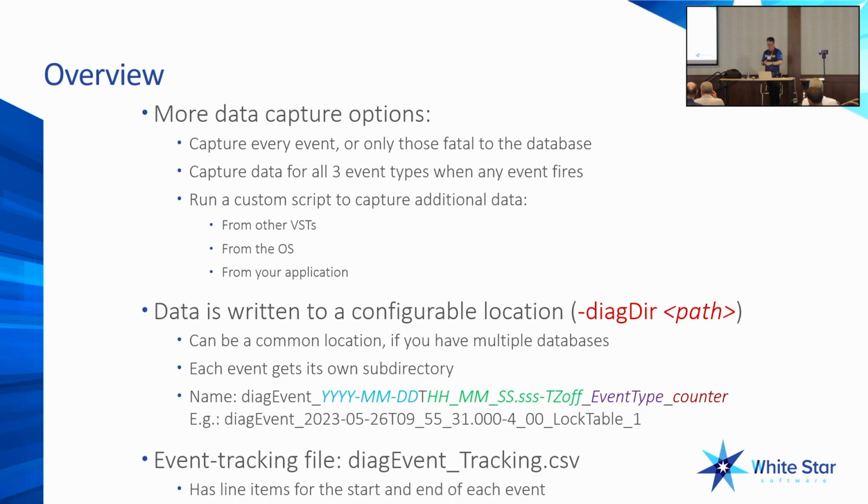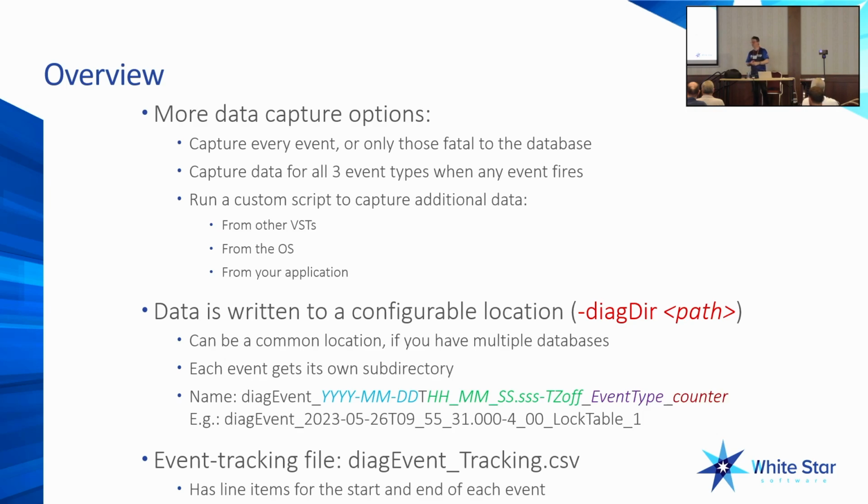So that's convenient. Within that diagnostic directory, each event that happens gets its own subdirectory, and then within that, that's where the output files are written. We've got this very long name for the directory here. So it's got a prefix, which by default is diag event, and then you've got a date and timestamp, and then the event type, and a counter. So if you have 5 lock table overflows, there'll be 1, 2, 3, 4, 5. You might even have more.